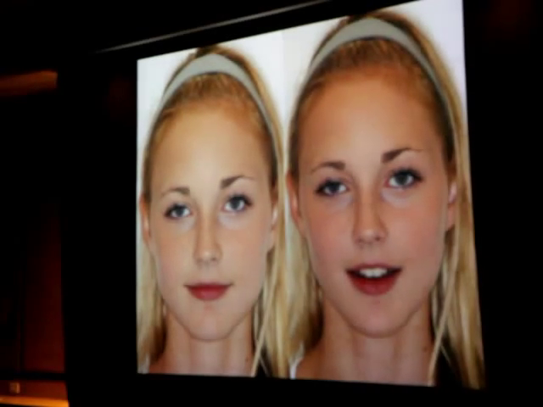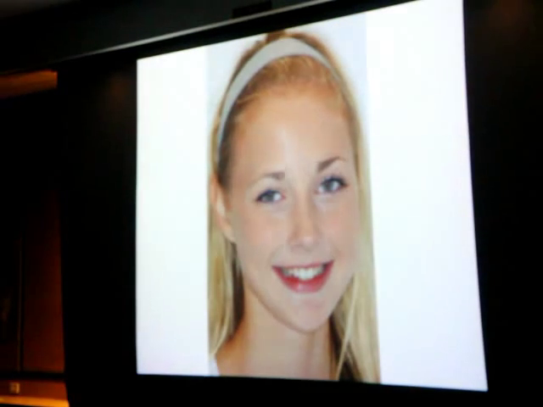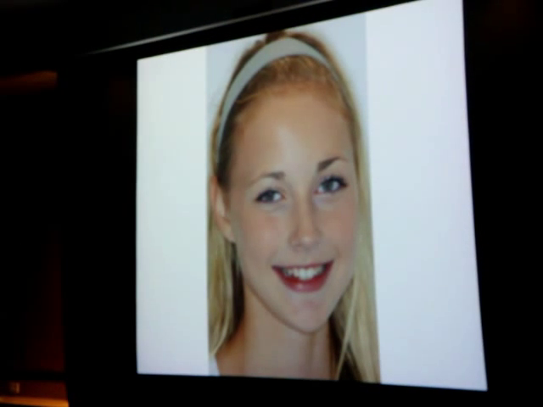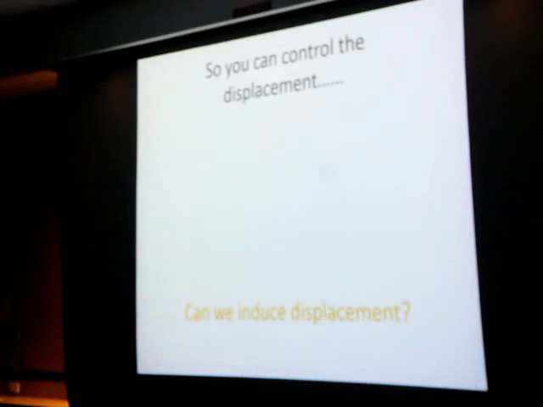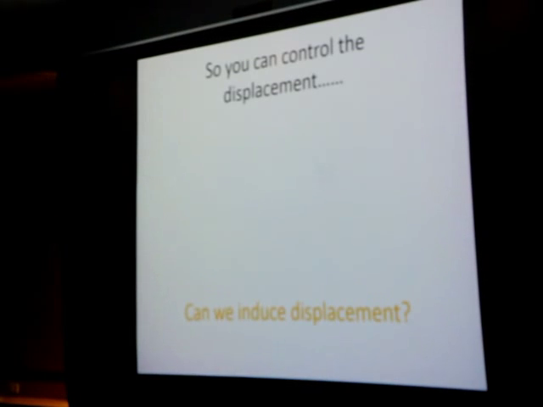So you took a look at a situation where we felt that we could actually reasonably predictably at least try to control the downward and forward displacement of the maxilla to result in a good occlusion and a well-balanced face. The question becomes then, can you actually induce the displacement? Like I said, if we can actually stretch the sutures, can we actually induce osteogenic activity?